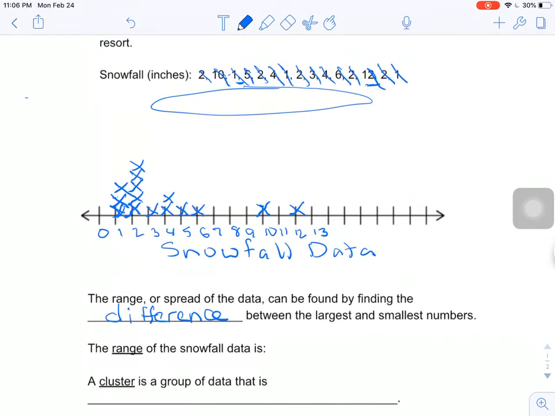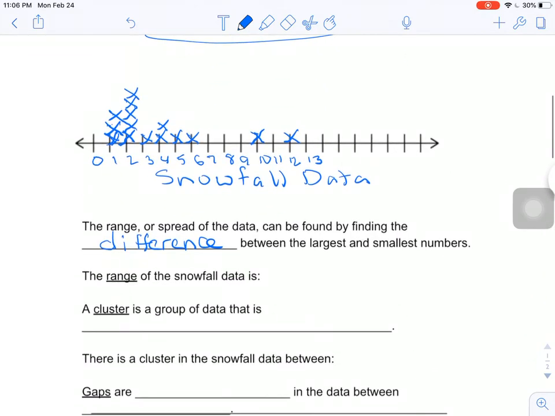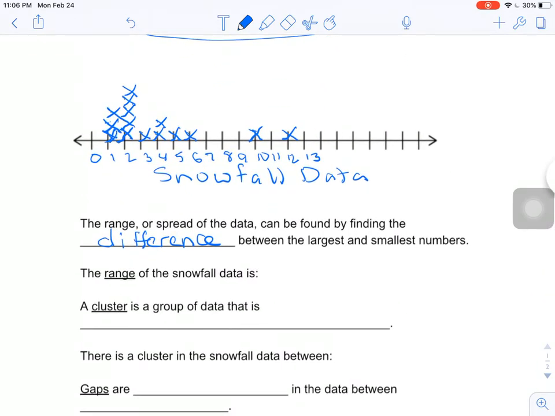So if you look at our original data set, the numbers were not in order, but once they're on the line plot, now they're all sorted out in order. So I can see that, okay, the largest number was a 12 and the smallest number was a 1. That's really easy to see on the line plot.